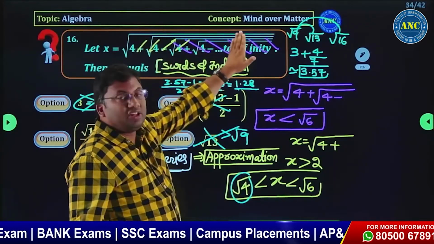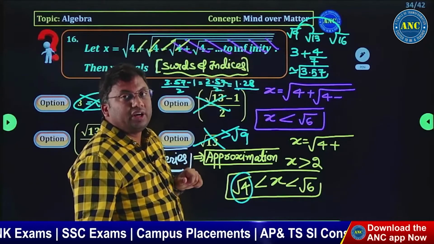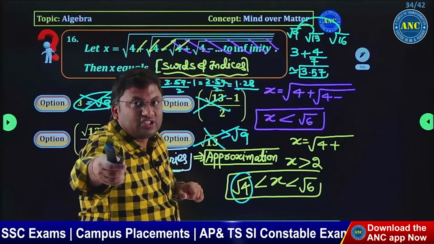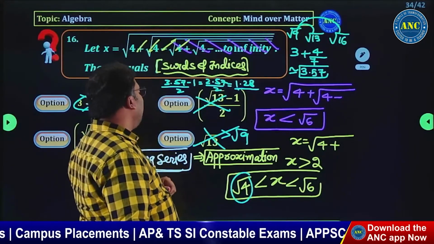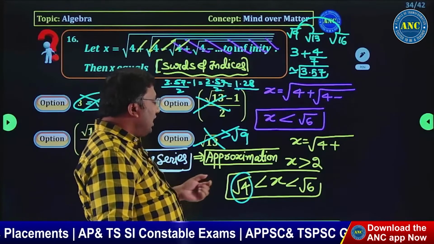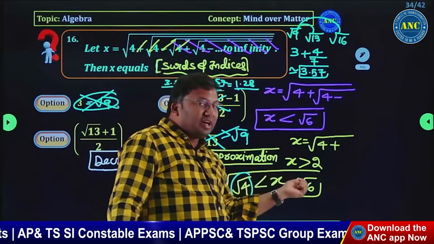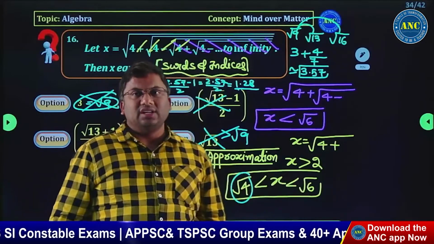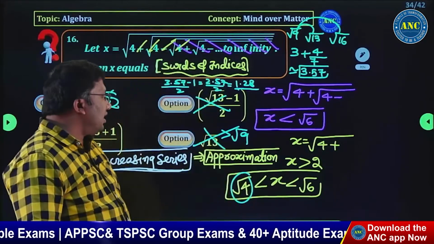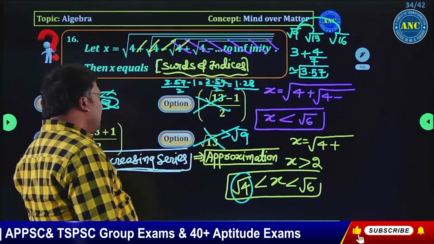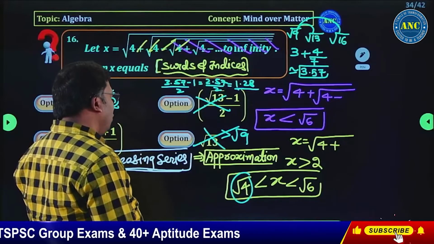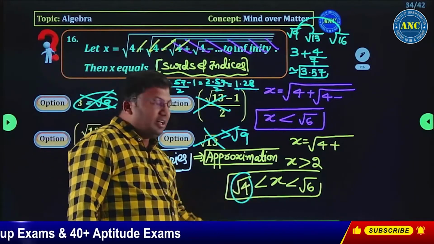After 4, eliminate everything. Root 4 is 2. It is 4 plus, that means the answer should be greater than 2. The answer is greater than 2 and less than root 6. That means x should lie from root 4 to root 6. I hope this point is clear.